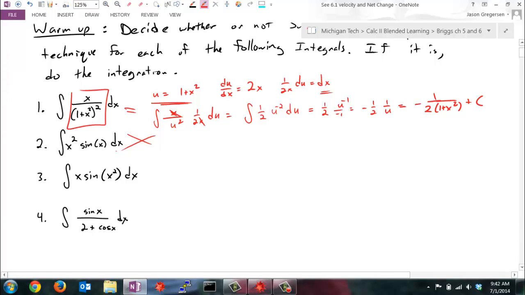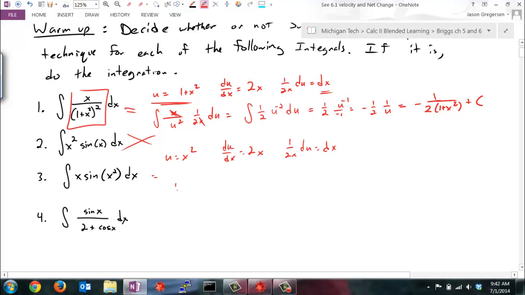This one is a candidate, right? I have x squared as my inside function, and the derivative is 2x, and x is a factor. But once again, I don't care about those multiple differences. So substitution is a candidate. I'm going to let u equal x squared. I'm going to follow that process again. The derivative is equal to 2x. I'm going to solve it for dx.